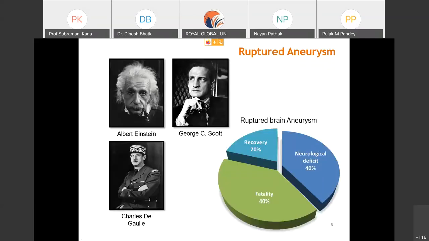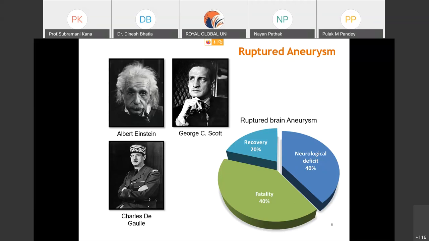These are people who are reported to have died because of a ruptured aneurysm. Charles de Gaulle, the Paris airport is named after him, and Albert Einstein, and in the Indian context, the first Prime Minister Jawaharlal Nehru died because of this, in some of the literature I saw. I don't know whether it is correct or not.